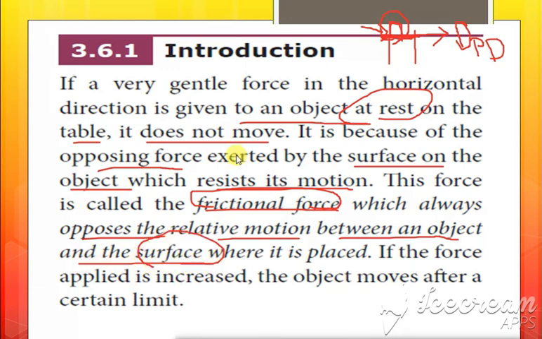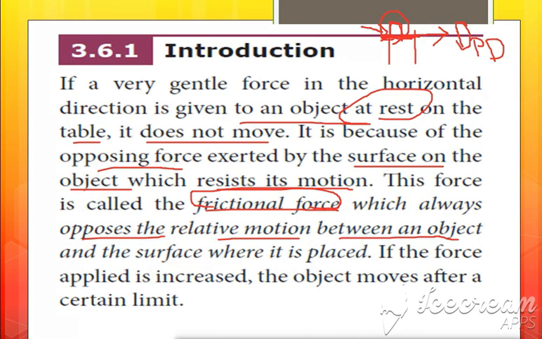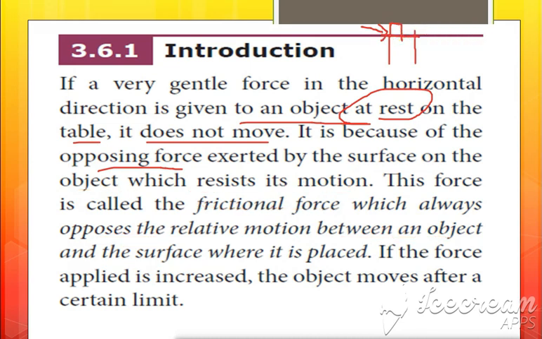So what is the surface here? Surface here is the table, okay, where it is placed. And if the force applied is increased, the object moves after a certain limit. So if you are going to apply the force to a greater extent, so what happens if we apply a lot of force? This object may move, okay, and that is said to be the friction. Yes, clear with what is friction? That is a force which is between the object and the surface. Okay, so the force between the object and the surface, that is said to be the frictional force.